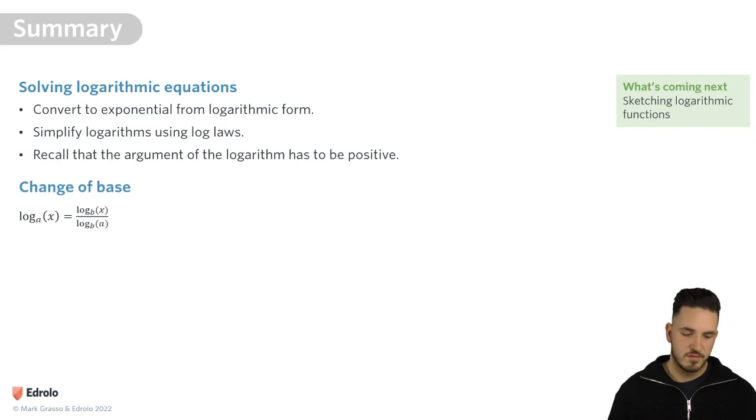The other thing that's also useful is change of base. So you have log a of x equals log b of x on log b of a. And for the most part, that log base b will generally be log base 10 as well.